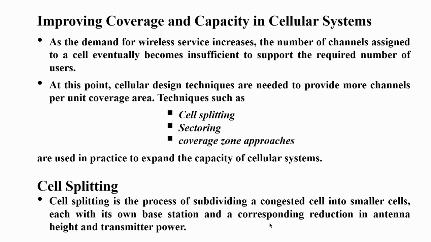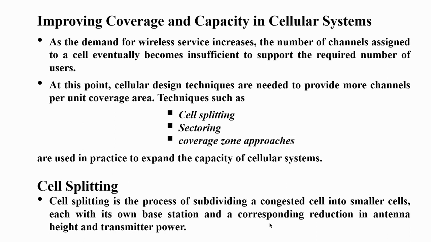In this session we are going to discuss improving coverage and capacity in cellular systems. As the demand for wireless service increases, the number of channels assigned to a cell eventually becomes insufficient to serve more users. As the number of users increases, we must increase the channels to accommodate them. Obviously, we have an insufficient number of channels to manage the users in a particular geographical area.